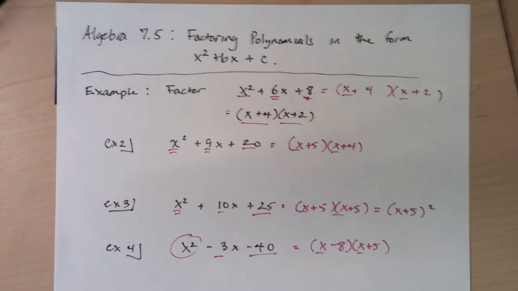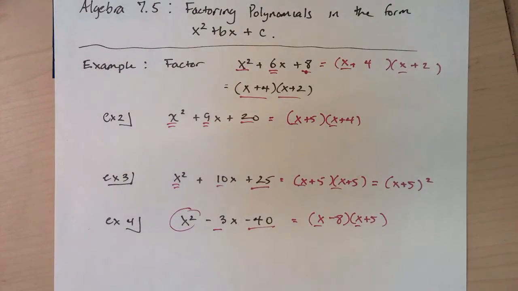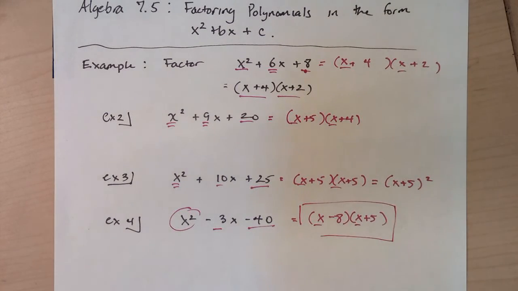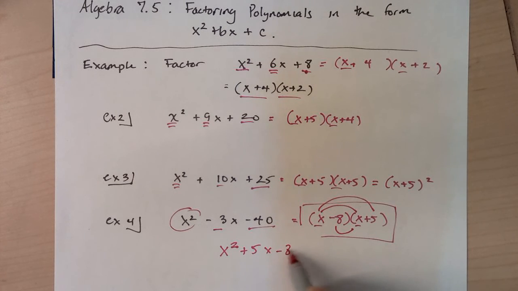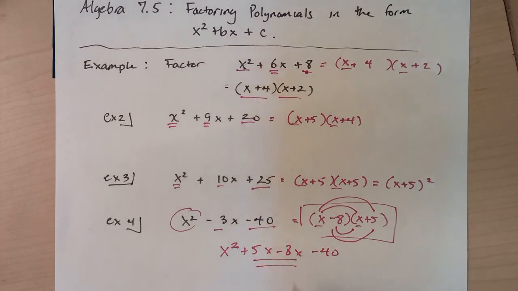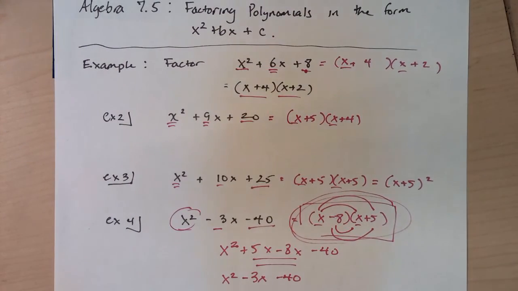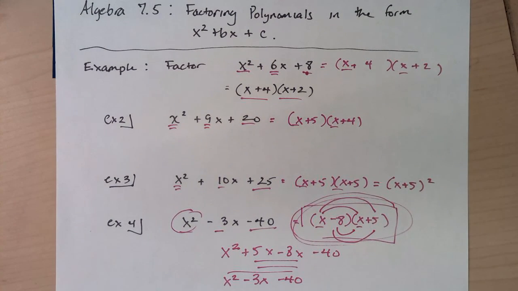Okay. And then what I could do to check if this is factored correctly is work backwards. If I FOILed this out, x times x is x squared. X times 5 is 5x. Negative 8 times x is negative 8x. And negative 8 times 5 is negative 40. If I combine these like terms, it's x squared minus 3x minus 40. We end up with what we started with. But if I'm asked to factor, this would be the correct factorization. All of this work is just to check and see if that's the correct factorization, and it is.